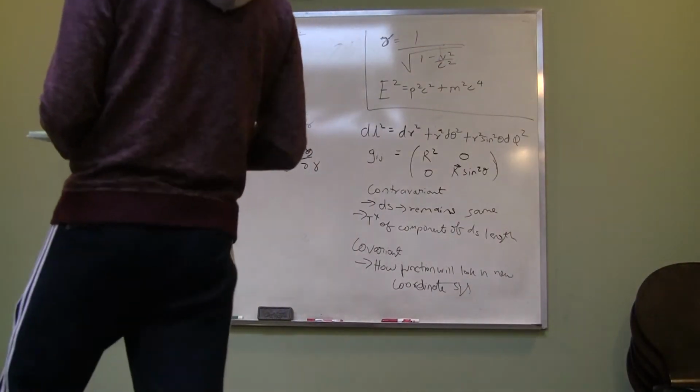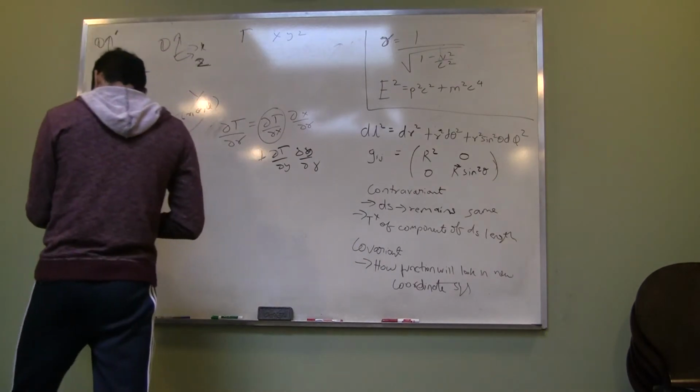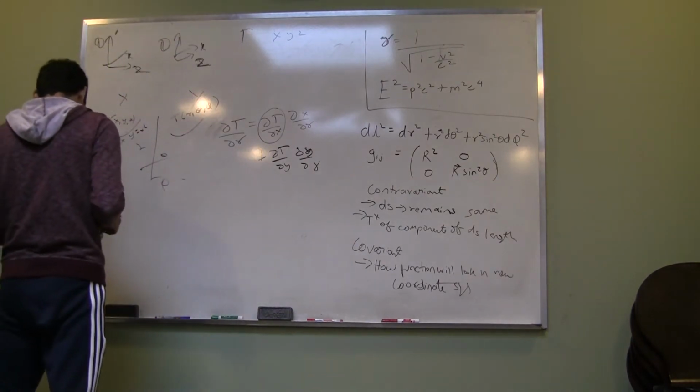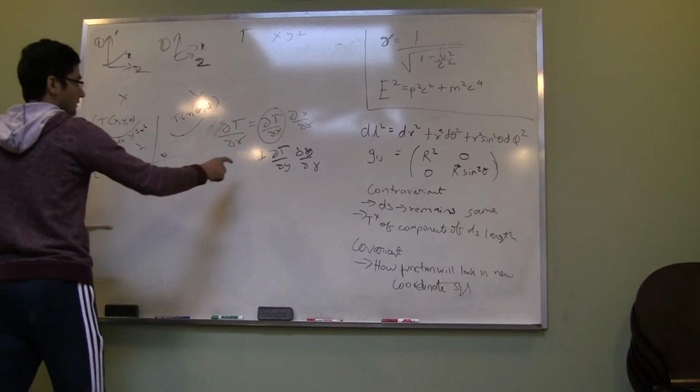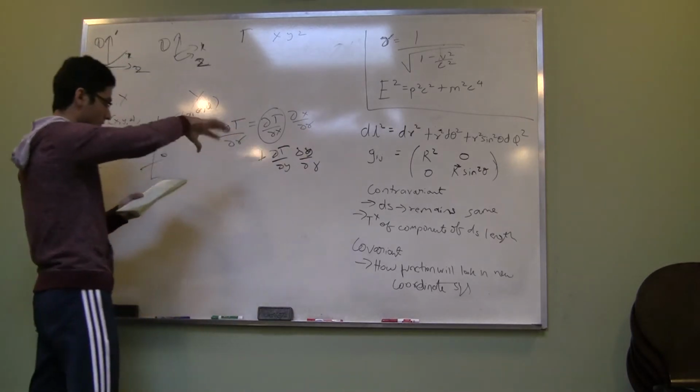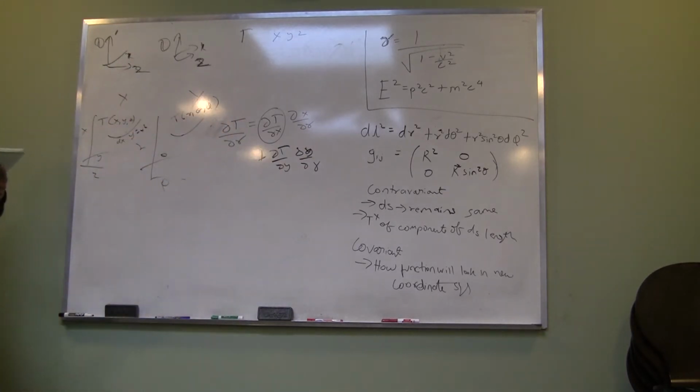So this is contravariant, covariant. And all these dt by will come up as a matrix. Like these are three equations, right? Yeah, the transformation. Those will come as a matrix.